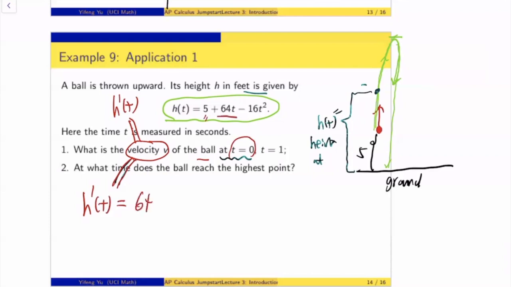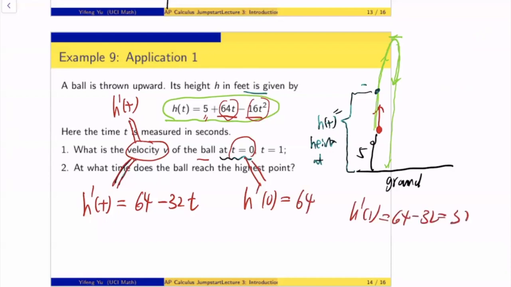The derivative for this is 64, and then you minus the derivative of that, which is 32 times t, right? You just take the derivative of each term, okay? Then h prime of zero, which is the derivative at zero, is 64, and the derivative at one is 64 minus 32, which is 32.